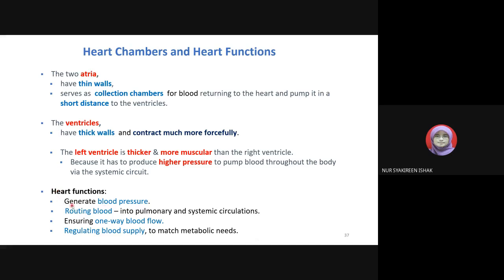So the heart function is to generate blood pressure, routing blood into pulmonary and systemic circulations, ensuring one-way blood flow, and also regulating blood supply to match metabolic needs. So if your body requires much more oxygen at that point of time, like when you are exercising, your heart will pump faster compared to your relaxed mode.